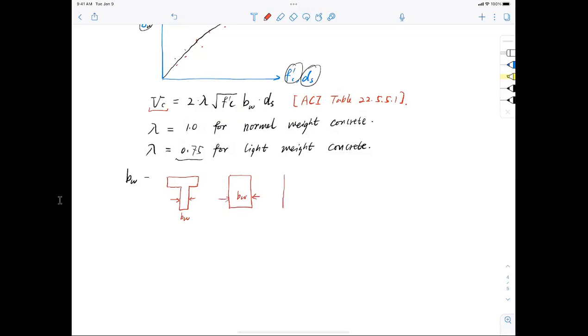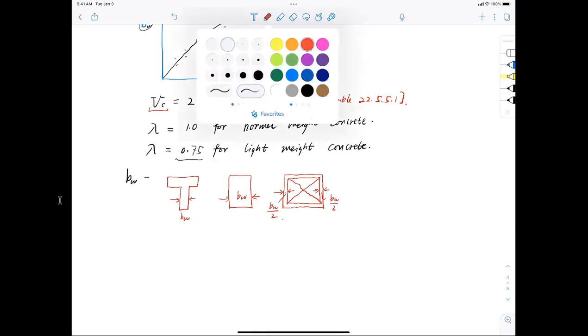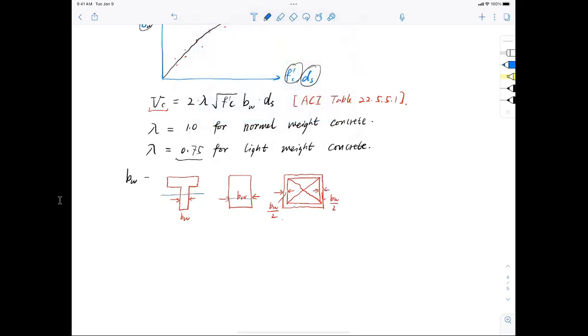But if I have a box section, a box beam, this usually happens in bridge structures because the box has higher rigidity in plane because it has a larger torsion resistance. Now I have a box beam, and let's use a cross to indicate the opening in the middle. For this, BW is actually this width plus this width, so this is half BW and this is half BW. So the definition means if I cut the narrowest section of the beam or of the structure, that is BW. That is the principle.